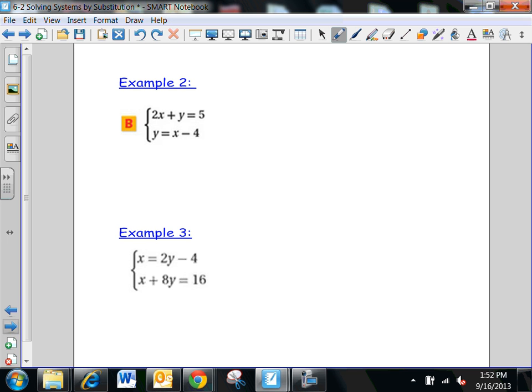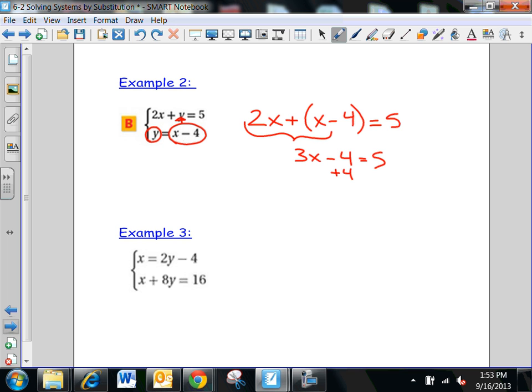Now, in substitution, one of the equations is typically solved for a variable. Like right here, the second equation is already solved for y. So I'm going to take this and plug it in directly for y, straight above it. So the new equation on top would be 2x plus x minus 4 is equal to 5. Now I have an equation that I can solve. So I'm going to combine 2x and x to be 3x minus 4 equals 5. Add 4 to both sides. I get 3x is equal to 9. So x is equal to 3.